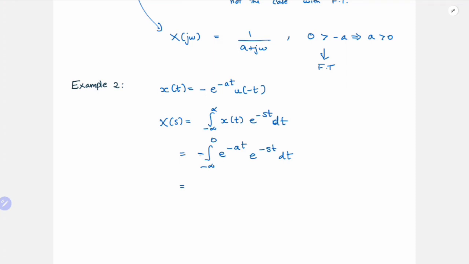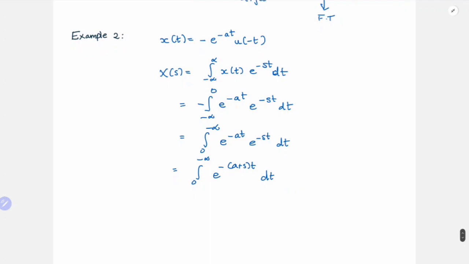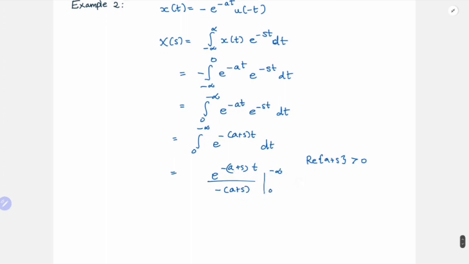So this negative sign, we can use it to invert the limits. So it will be 0 to minus infinity e power minus at e power minus st dt. So this is nothing but 0 to minus infinity e power minus (a plus s) t dt. Again this will converge for real of a plus s greater than 0. So this is nothing but e power minus (a plus s) t by minus of (a plus s) from 0 to minus infinity. At minus infinity what happens? This goes to infinity, but what should happen for us? It should go to 0, right?